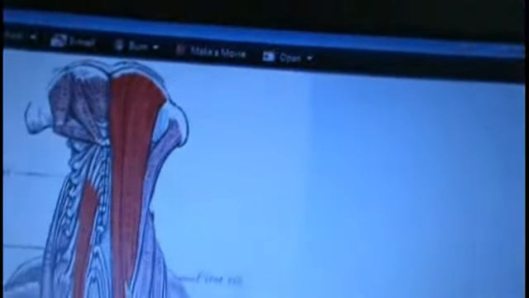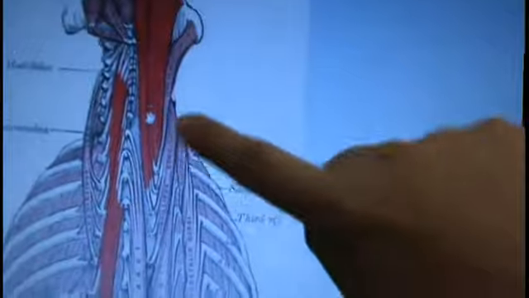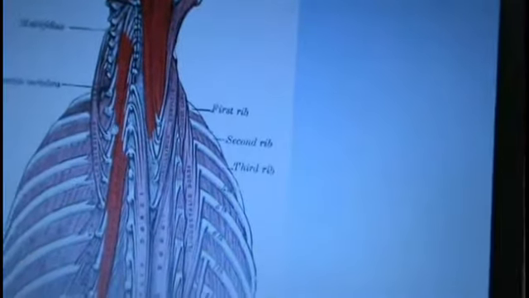And as for the action, if you see in the picture, this is the capitis, this is the cervicis, and then the last one, the thoracis.